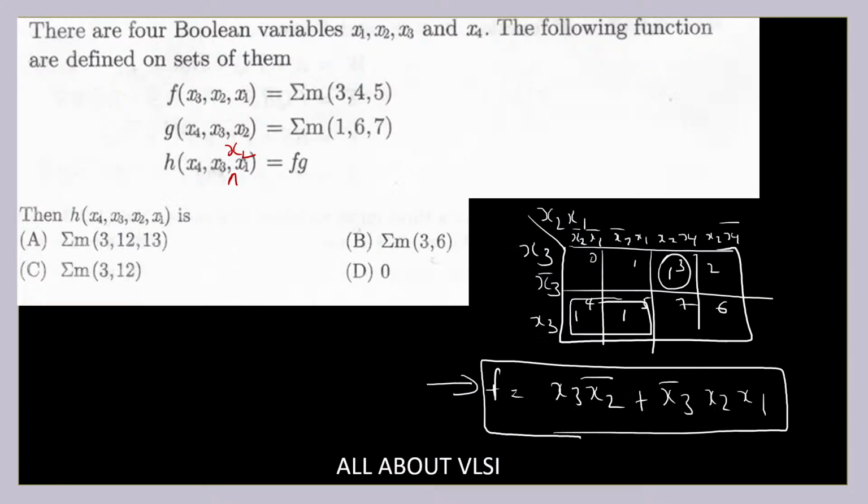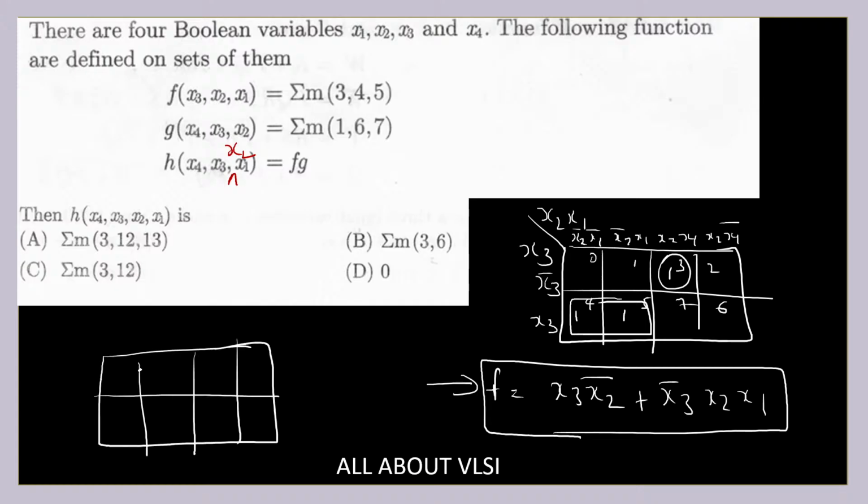Yeah. Next, I'm going to solve for g. Where g is also a three variable function, where I'm going to have the minterms at 1, 6, and 7. So 1, 6, and 7. Here, these are the minterms. So I'm going to group these two.